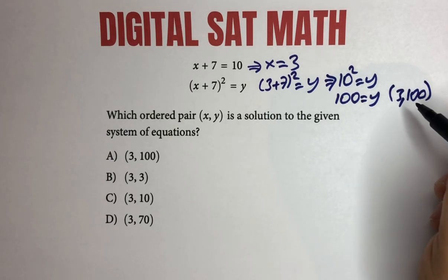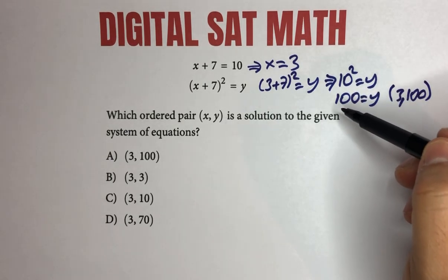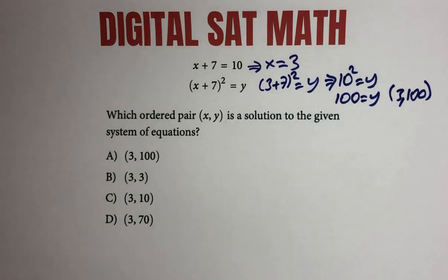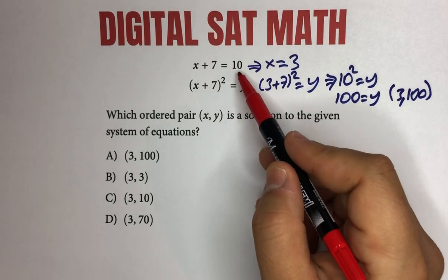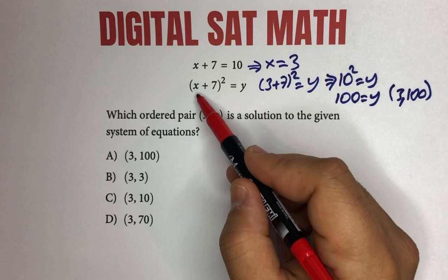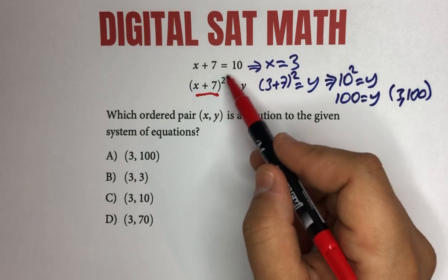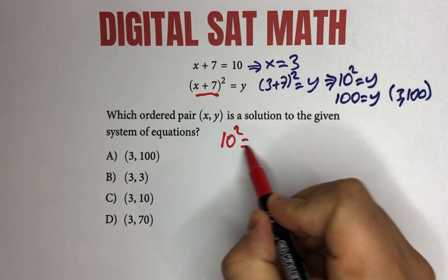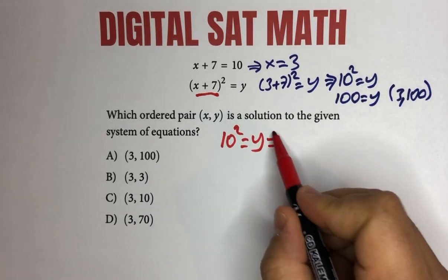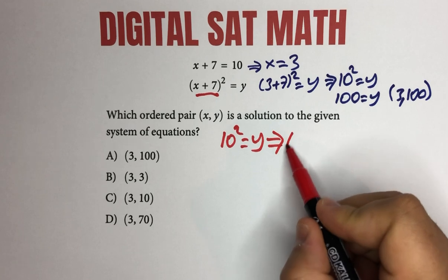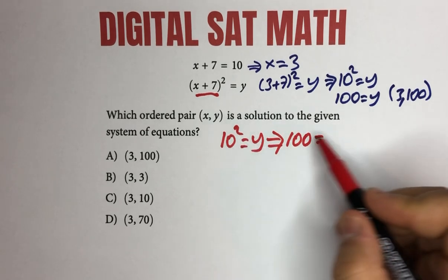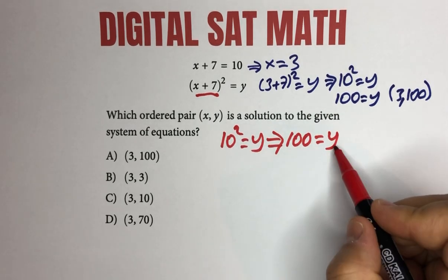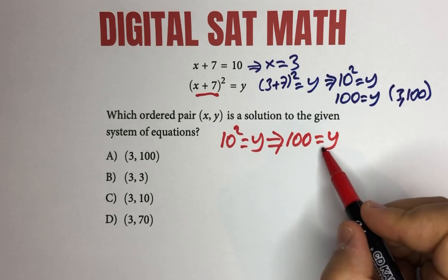The other way of solving this problem is, let me show you. Since x + 7 is given as 10, this is (x + 7)². So this will be 10 squared, which is equal to y. 10 to the power of 2 is 100. Then you can find the value of y as 100.